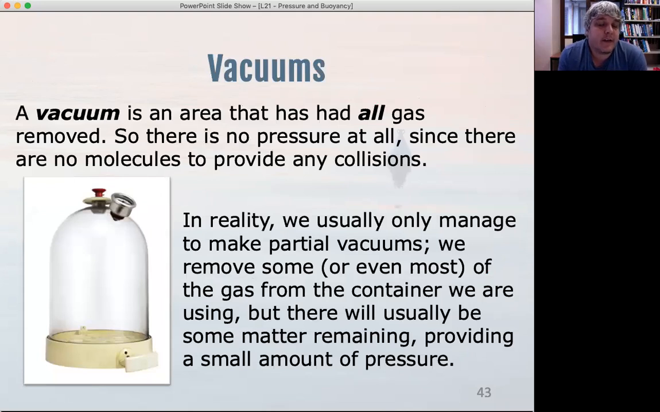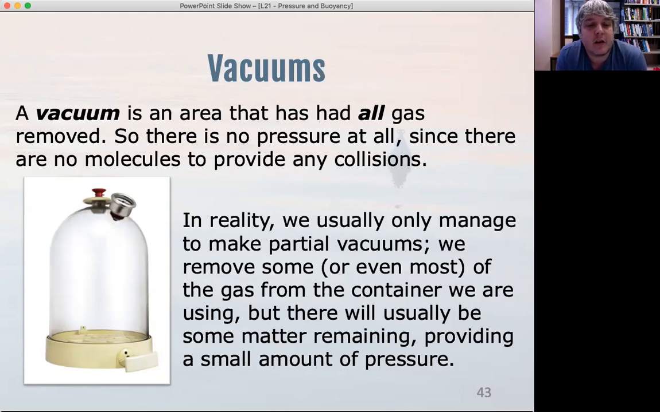And vacuums are the idea that you take all the gas out of some location. So what's pictured there is called a vacuum bell jar. And what we do is we pump the air out of that jar. We take all the air out. And once there's no air left in there, there's nothing to do any collisions, so there's no pressure on the inside of the jar. And that is called a vacuum.